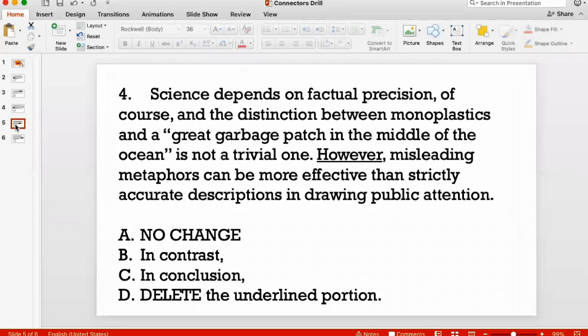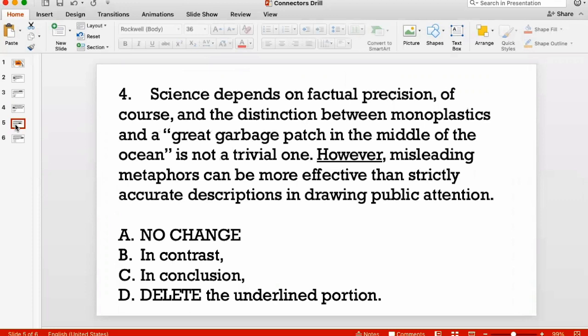Okay. Number 4. Science depends on factual precision, of course, and the distinction between monoplastics and a great garbage patch in the middle of the ocean is not a trivial one. However, misleading metaphors can be more effective than strictly accurate descriptions in drawing public attention.